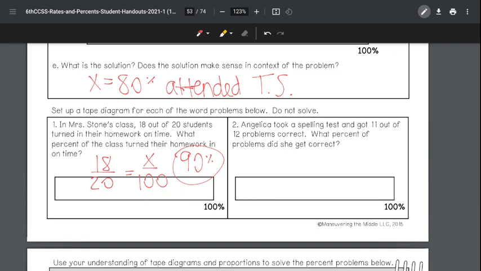Angelica took a spelling test and got 11 out of 12 problems correct. What percent of problems does she get correct? X over 100. Cross multiply and divide. 11 times 100 is 1,100. Divide that by 12. We get 91.6 repeating percent. If you round it to the nearest percent, it's about 92%.